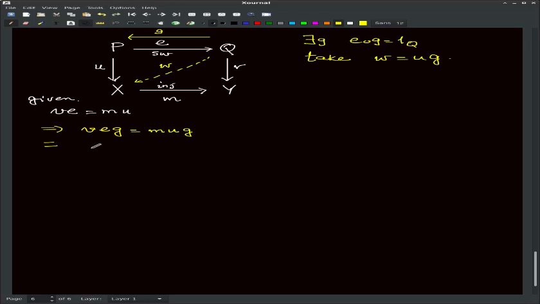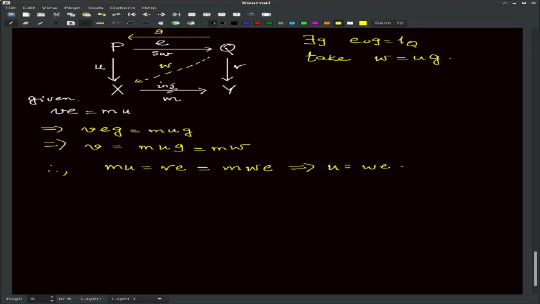But this tells you V is MUG, but UG is your W, is equal to MW, and therefore V is equal to MW. So therefore, MU is equal to VE is equal to MWE, but your M is an injection, so it tells you U is equal to W. Okay?